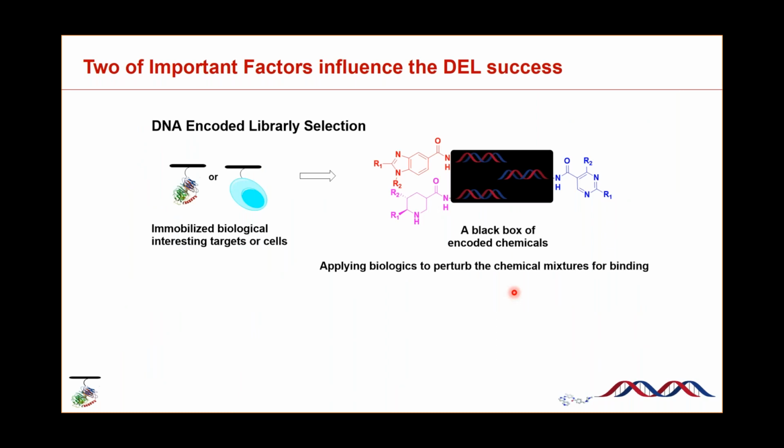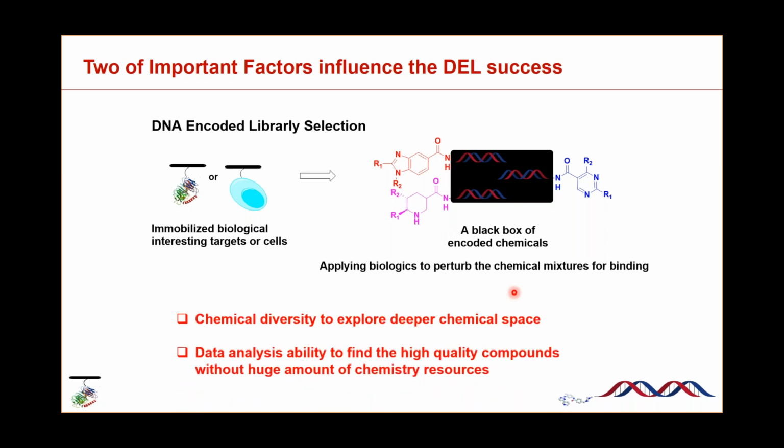If the selection didn't work, the important thing for this technology is first your library should have you show the diversity, and basically that you didn't have the true vendors in your library pool. The second important thing is like you do have the good data analysis method to find the active hit from so many compounds in the mixture.